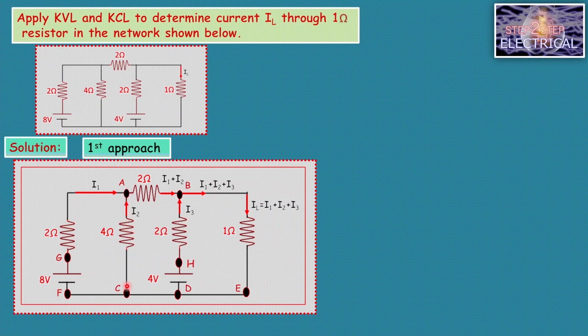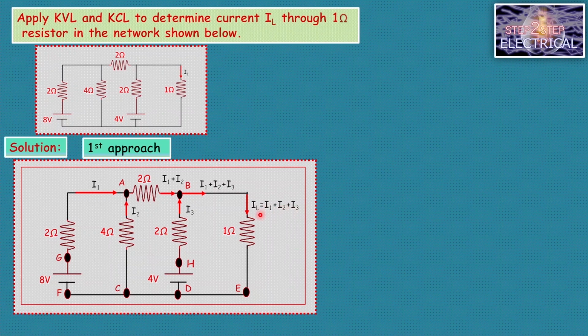I2 is a current flowing through the AC branch. Both come together and meet at junction A. Then the total current flowing through this AB branch is I1 plus I2. And now at junction B, I1 plus I2 is the current flowing through the AB branch. Through the branch DHB, current I3 flows, which enters the junction B. Both I1 plus I2 and I3 enter the junction B. So the total current which leaves this junction is I1 plus I2 plus I3. Here there is no element, and finally IL is equal to I1 plus I2 plus I3.